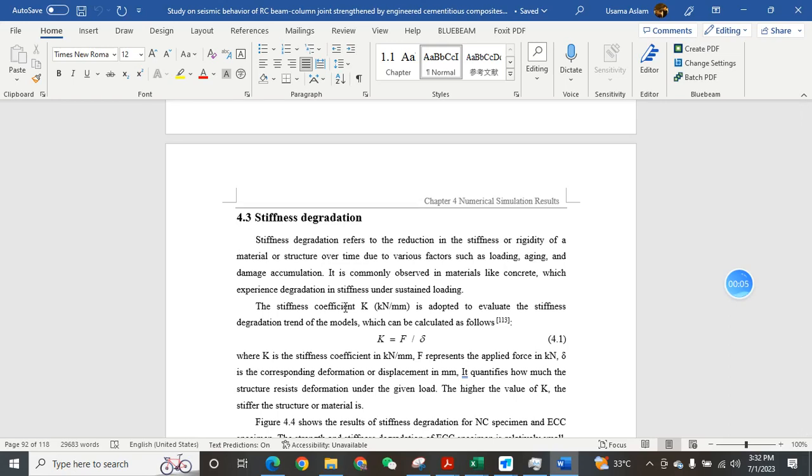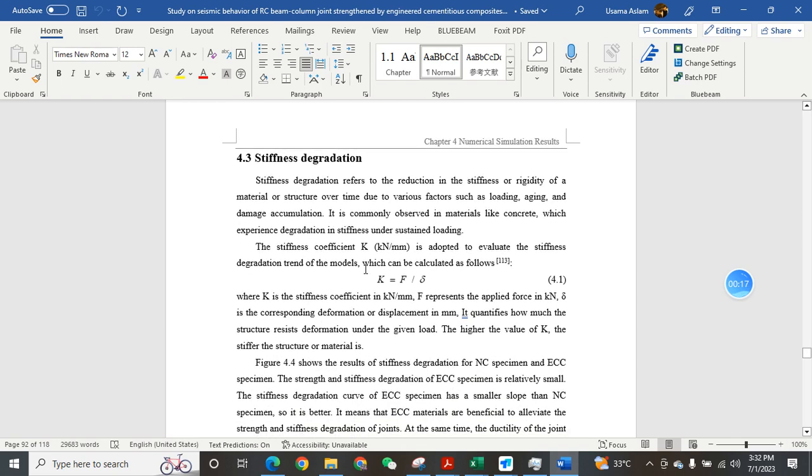Today we are going to discuss stiffness degradation. Actually, the researchers who deal with cyclic loading, monotonic loading, or make the P-delta curve or skeleton curve, they need to tell the stiffness degradation. So what is it actually? It is the reduction in the stiffness or the rigidity of a material over time under loading, damage accumulation, or aging. Mostly it is observed in concrete, which experiences degradation in stiffness under loading.